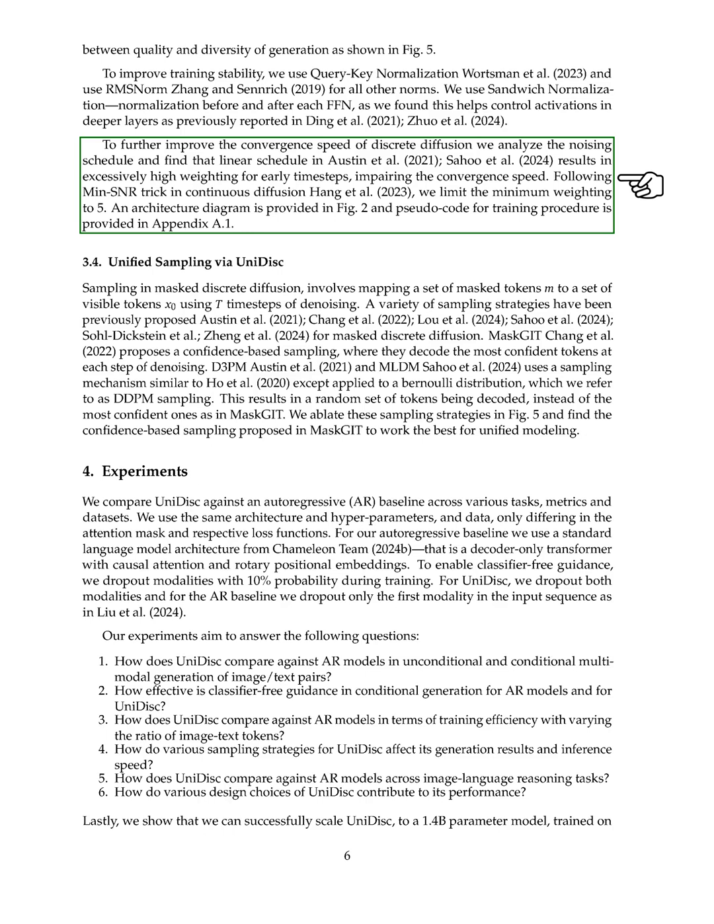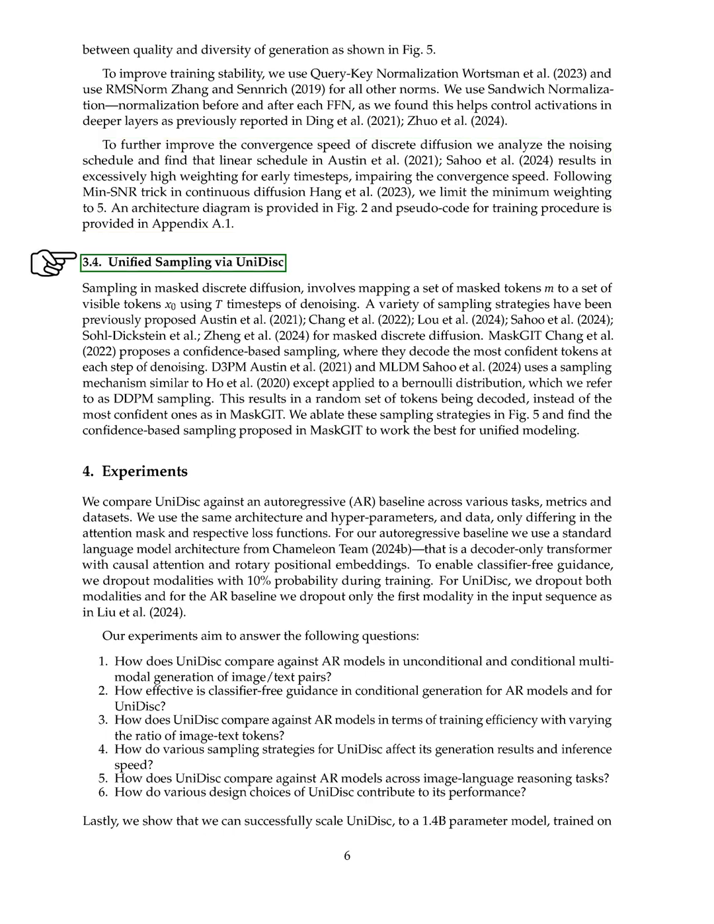To enhance training stability, we implement query key normalization and use RMS norm for other normalization processes. We also apply sandwich normalization around each feed-forward network to better control activations in deeper layers. Additionally, we analyze the noising schedule and find that a linear schedule can overly weight early time steps, hindering convergence speed. We adopt a strategy to limit the minimum weighting to a specific value to improve this.